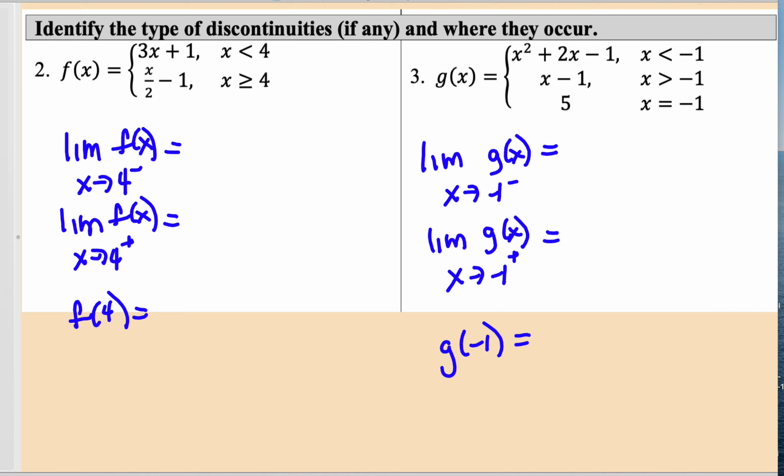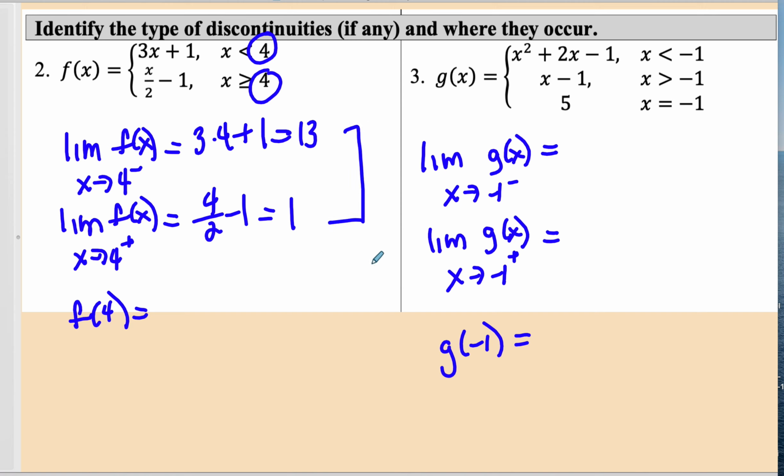Let's take a look at identifying the type of discontinuities, if any, and where they occur. This is a line, and this is also a line. Lines we know are continuous, but we're going to take a look at what's happening at 4. So on the left-hand side, this will be 3 times 4 plus 1, which is 13. And over here will be 4 over 2 minus 1, which is equal to 1. And you can see that the limits do not equal each other. So this is not continuous, and that's because of a jump discontinuity.